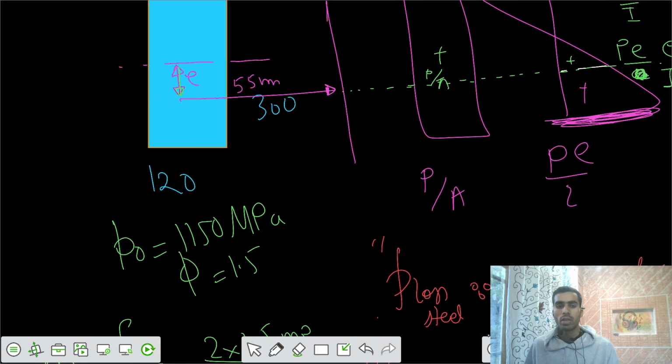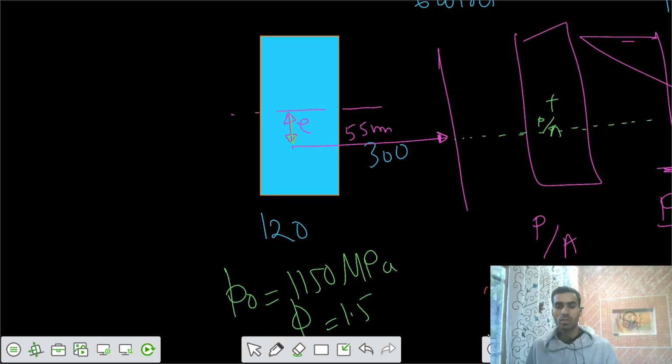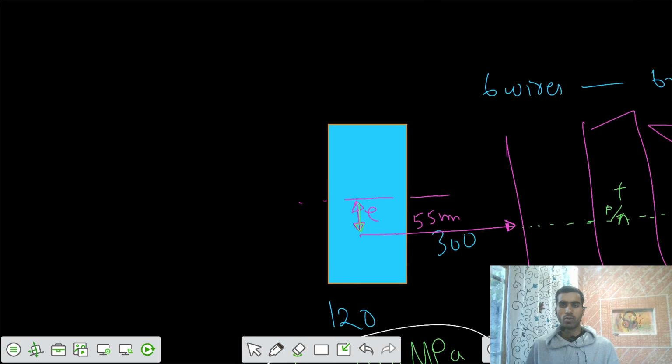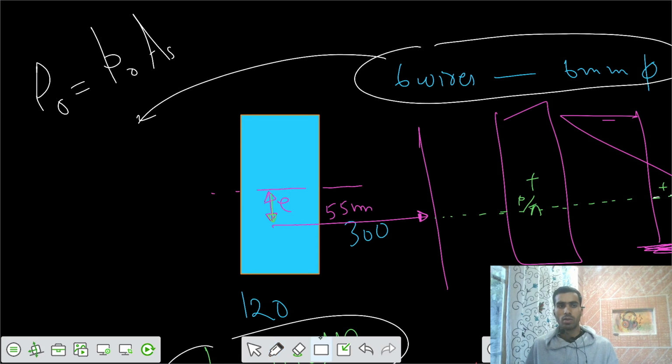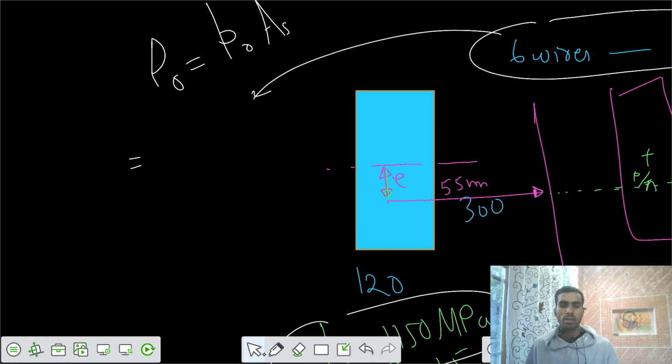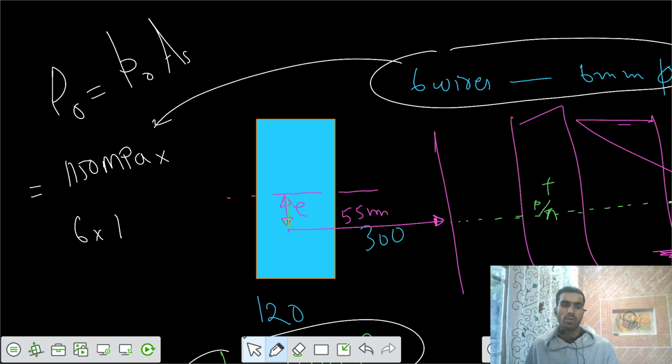So can you tell me what is the P force we can have? Based on the data, the initial pre-stress is given to you, and the number of wires is also given to you: 6 wires of 6 mm diameter. That means the initial P naught force is equal to P naught into the area of the steel wires. So I can write that your initial pre-stress was 1150 megapascals into the area of the steel, 6 wires of 6.5 mm.